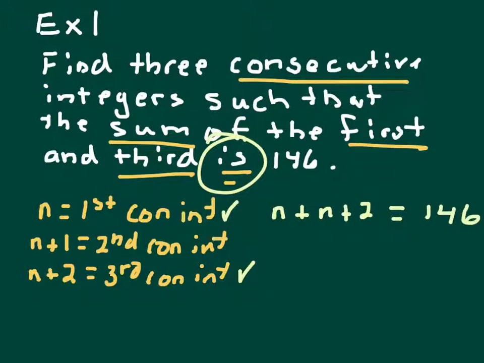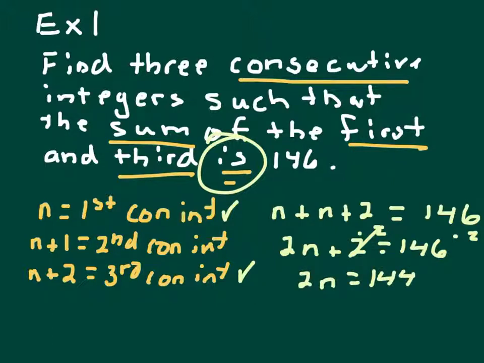Now I'm going to solve it. On the left side I can simplify that. n plus n is 2n, plus 2 equals 146. Alright, let's solve it. They're adding 2, I'll subtract 2. These cancel, so 2n is equal to 144. Now divide by 2, and n is equal to 72. So my first consecutive integer, n, is 72.